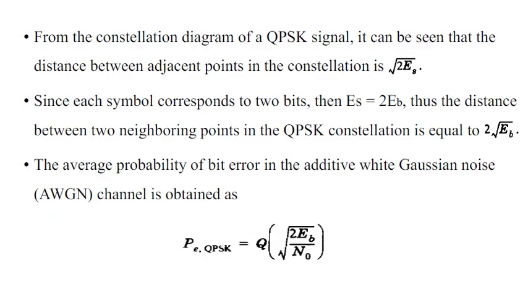From the constellation diagram of a QPSK signal, it can be seen that the distance between adjacent points in the constellation is root 2E. Since each symbol corresponds to 2 bits, E is equal to 2Eb. Thus the distance between two neighboring points in the QPSK constellation is equal to 2 root Eb. The average probability of bit error in the additive white Gaussian noise channel is obtained as P_e of QPSK is equal to Q of root of 2Eb divided by N naught.